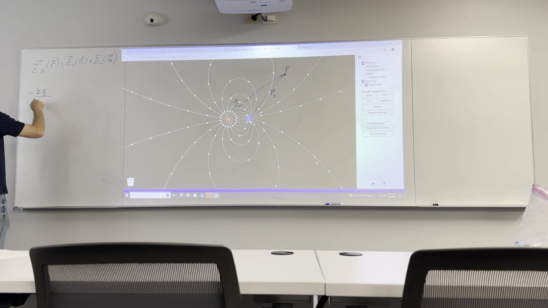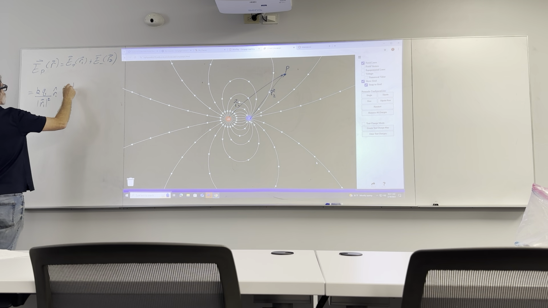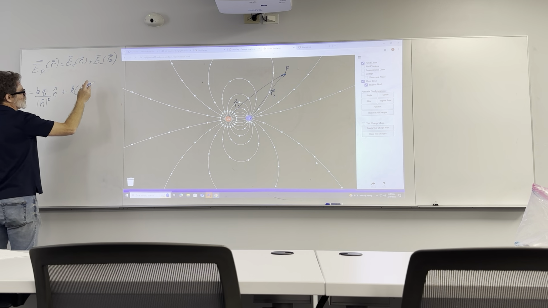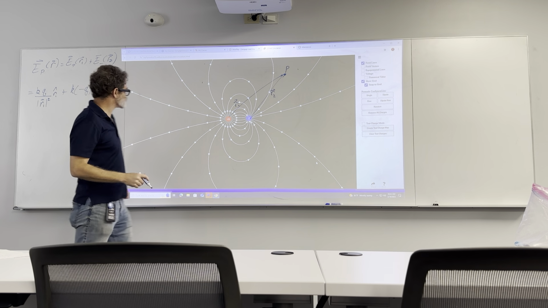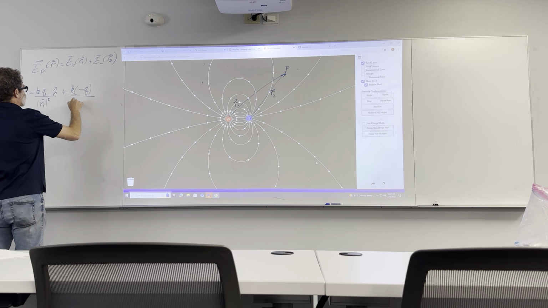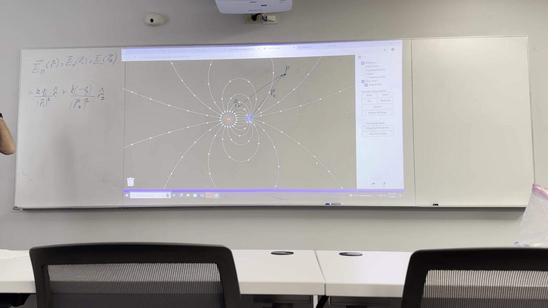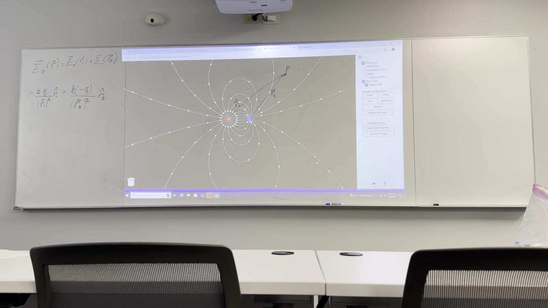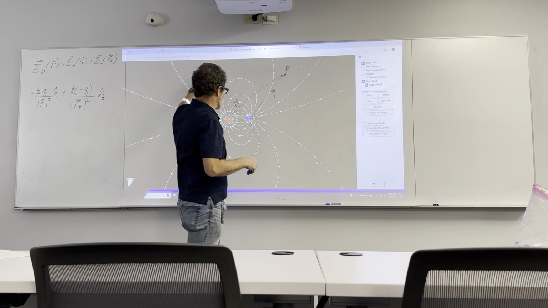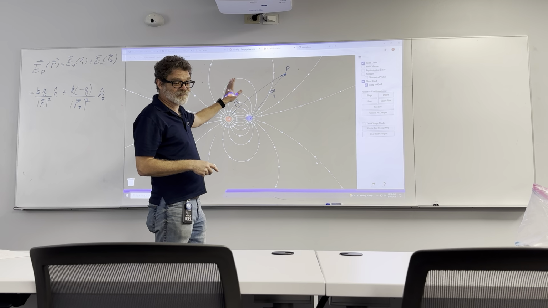KQ over R1 squared, R1 hat plus K negative Q, because this is the negative charge, right? Over R2 squared times R2 hat. Right, that's the equation. And so this works for any point in space, right? Any P. But I'm gonna simplify it.